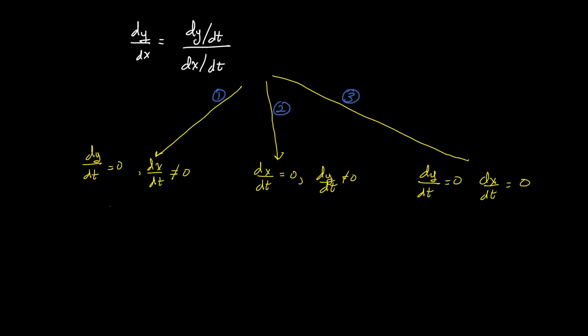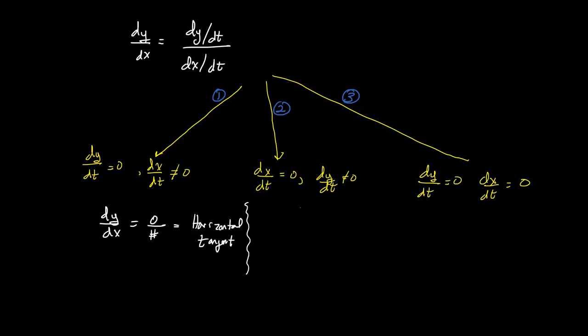So in the first circumstance, when we have dy/dt equaling 0, we know dy/dx is going to equal 0 over some number where the denominator is not equal to 0. So when our slope is equal to 0, we're going to have a horizontal tangent. In this circumstance, we expect a max or a min.